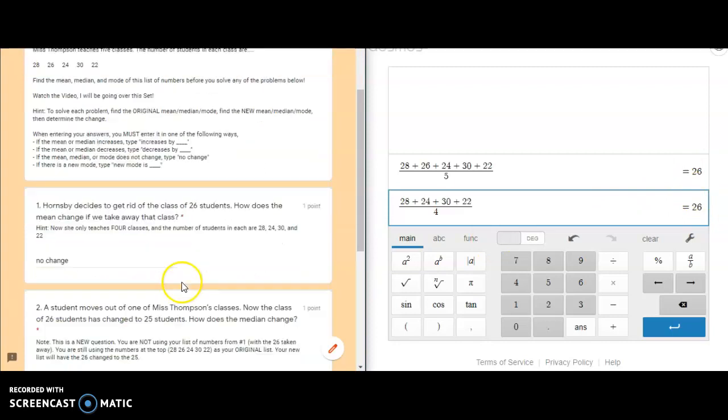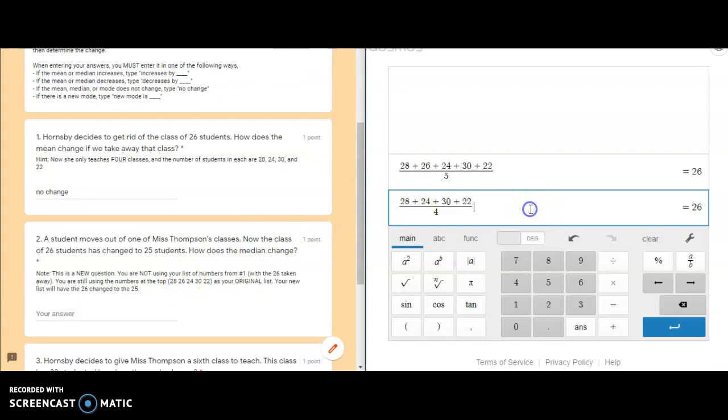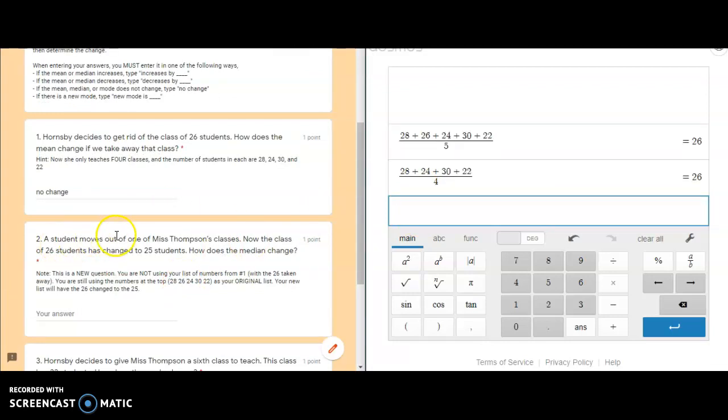Now we'll go into the next one. It says a student moves out of one of Miss Thompson's classes. Now the class of 26 students has changed to 25 students. How does the median change? No, this is a new question. You are not using the list of numbers from number 1 with the 26 taken away. You are still using the numbers at the top, 28, 26, 24, 30, 22, as your original list. Your new list will have the 26 changed to 25. We're always going to refer back to the original list of numbers.